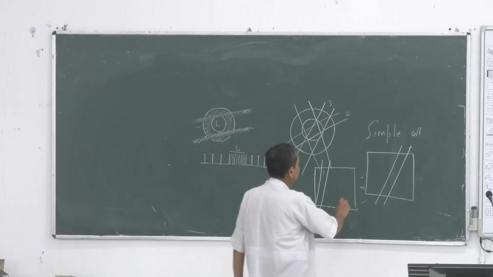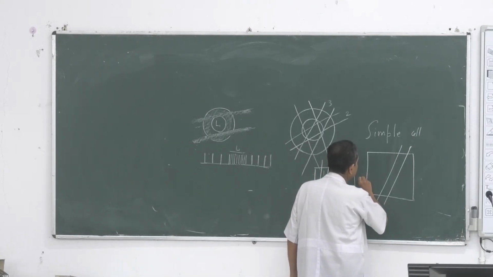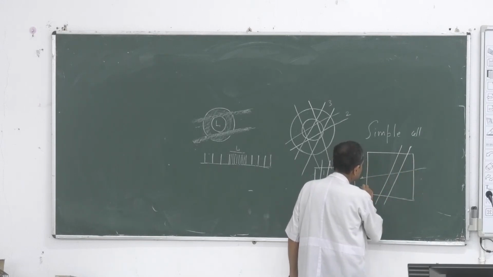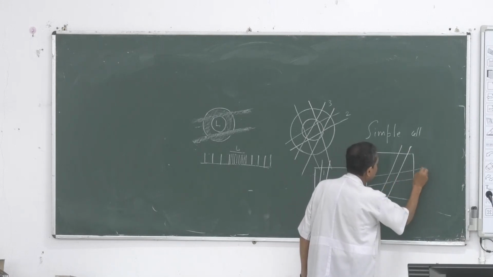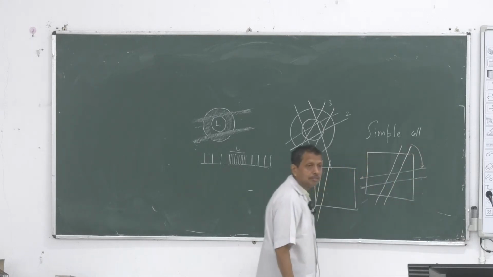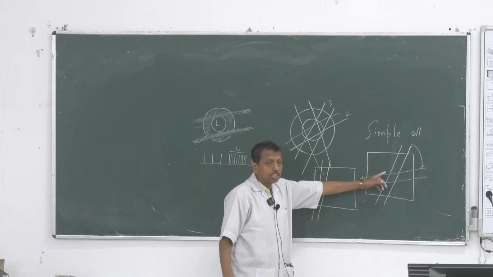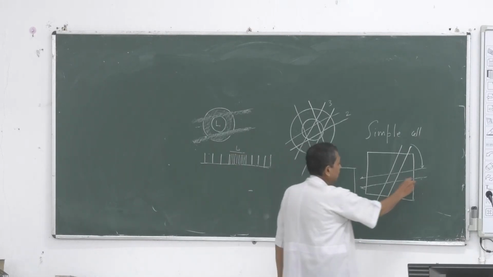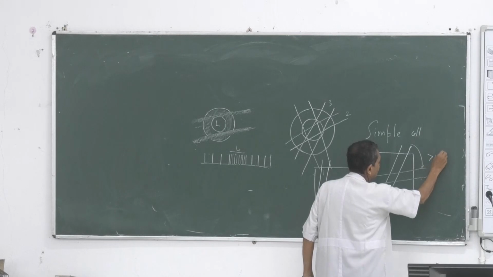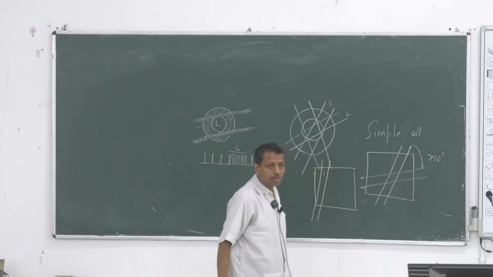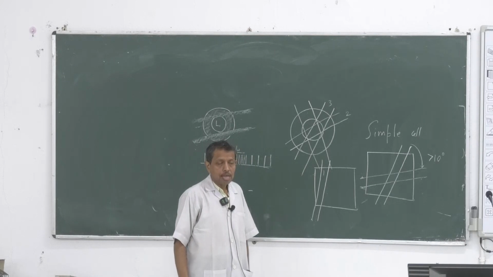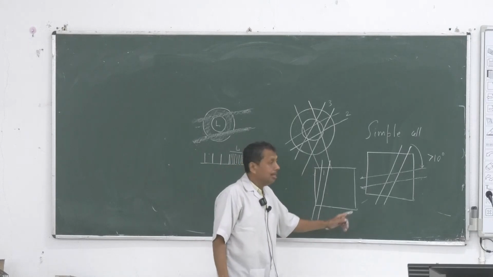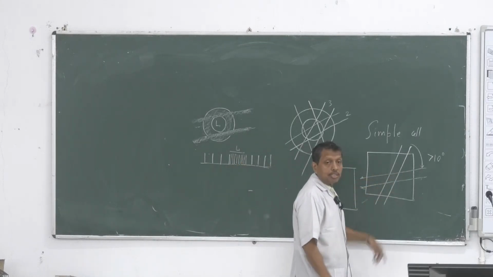Suppose the orientation is changing in this way, from this position to this position. Its stimulation is reduced. When it is more than 10 degrees, there is no response. And if there is a neighboring cell, that has its own preferred orientation.